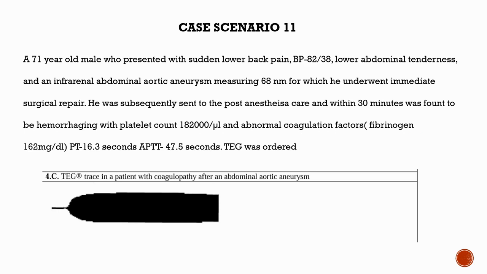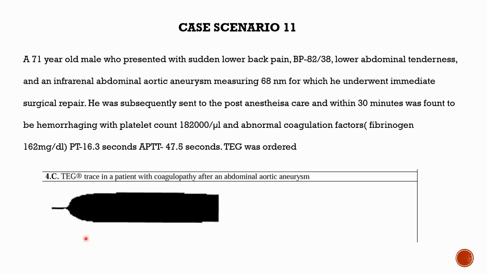Case scenario 11. A 71-year-old male presented with sudden lower back pain and lower abdominal tenderness. An infrarenal abdominal aortic aneurysm was identified and duly repaired. Post-operatively, he was sent to the ICU and after 30 minutes, he began hemorrhaging. His platelet count was 1,82,000 with abnormal coagulation factors, that is decreased fibrinogen and a slightly elevated PT-APTT. Kindly explain the TEG that was done for this patient.